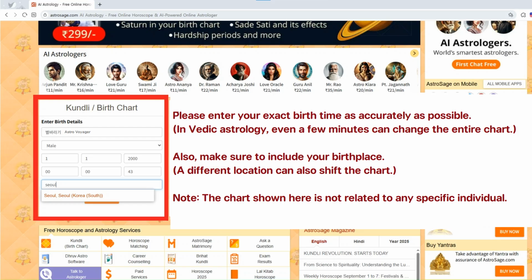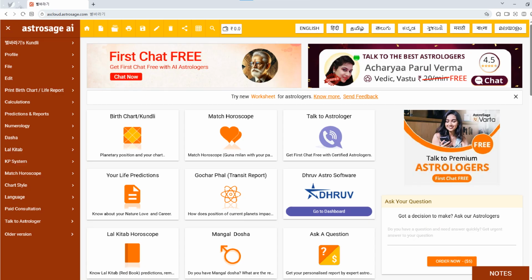Also, don't forget to enter the exact city and country of your birth. Since this system defaults to India, entering your correct birthplace is essential for accurate results. After entering, click on Get Kundali. Then this screen will appear.